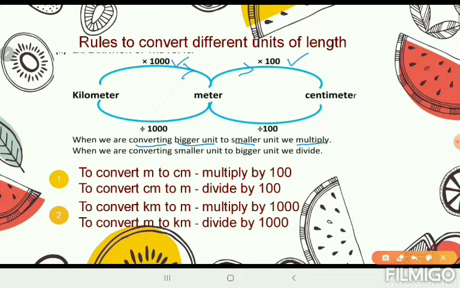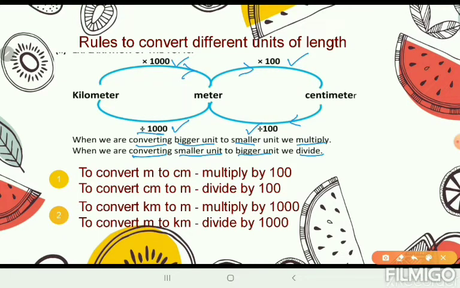Now when we want to convert a smaller unit to a bigger unit, we have to divide. The relation will remain the same, only the operation will change. When you want to change a smaller unit to a bigger unit, we divide. Like centimeter and meter, the relation is 100, so we divide by 100. When we want to change a smaller unit, that is meter, to a kilometer, a bigger unit, we will divide by 1000 because the relation between meter and kilometer is 1000.